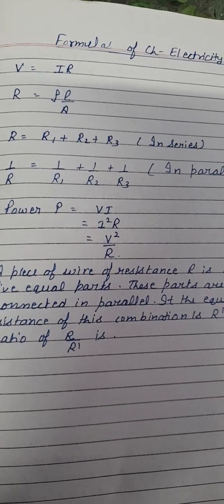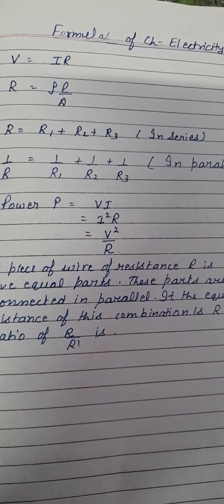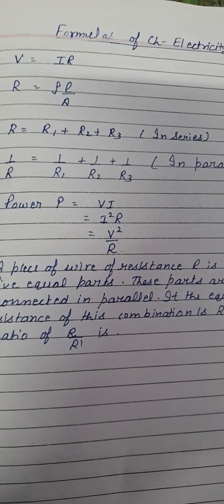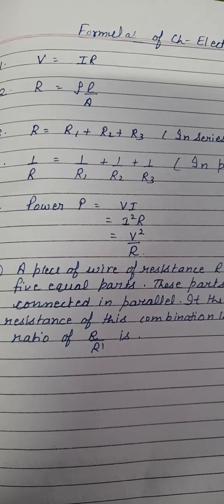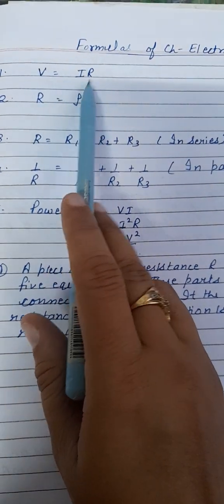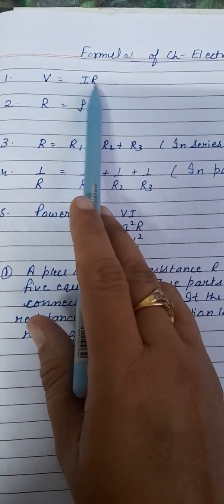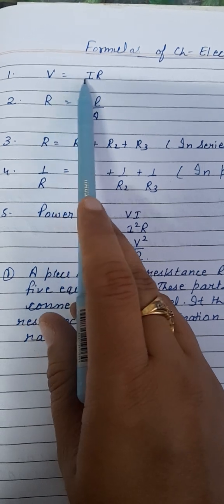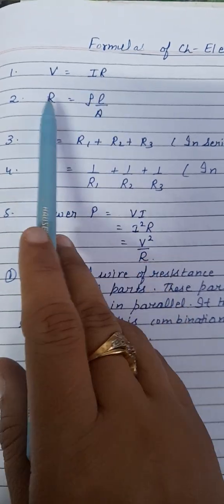Good morning students. Next video is on the numericals of chapter electricity. First you have to be clear about the formulas. First formula, that is V equals IR, that is Ohm's law. V is voltage, I is current and R is resistance.